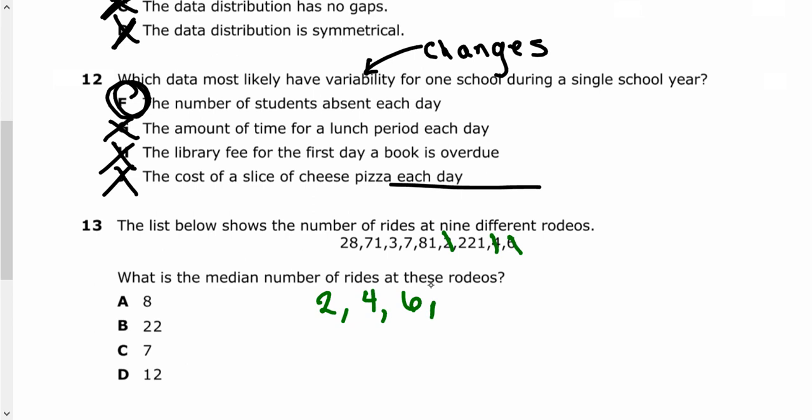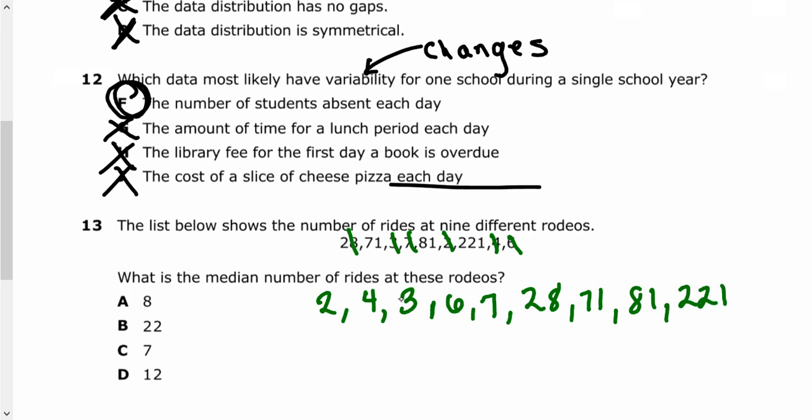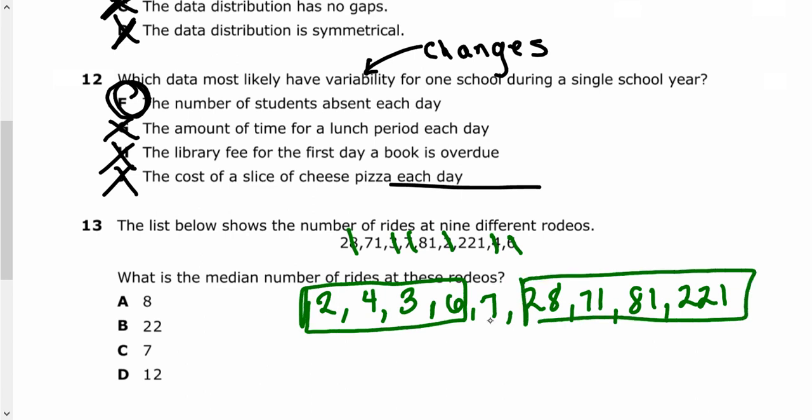Oops, I'm sorry. I'm messing up like crazy now. 3, and then 6, then 7, then 28, then 71, 81, and 221. Okay, so we have 9 numbers. So 4 on this side and 4 on this side. So 7 would be my middle number. There we go.